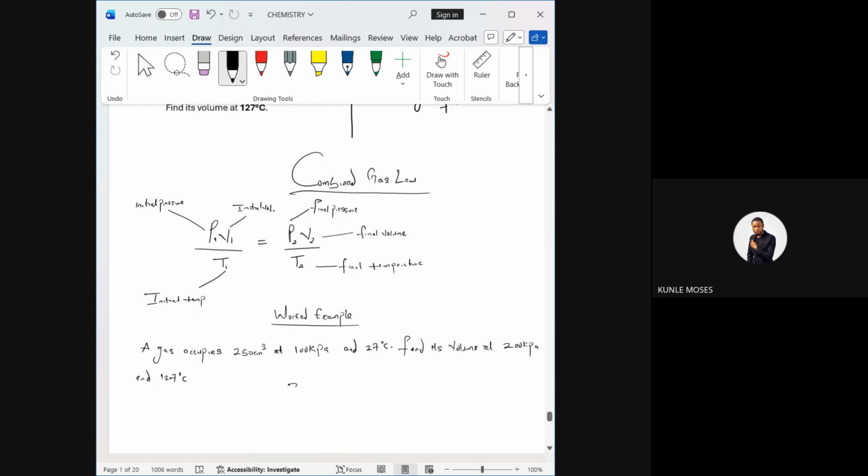Now I told you the right time. You must always convert your temperature to Kelvin, right? So you guys have to remember. Anything we are doing, we are converting our temperature to Kelvin.